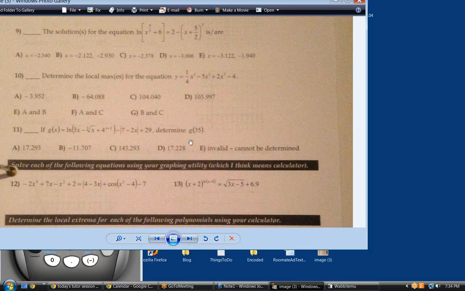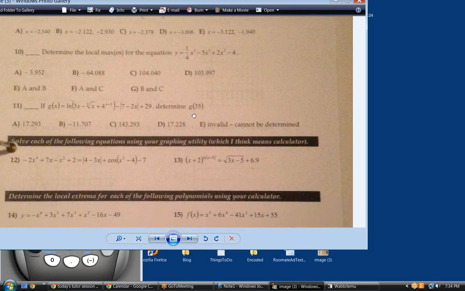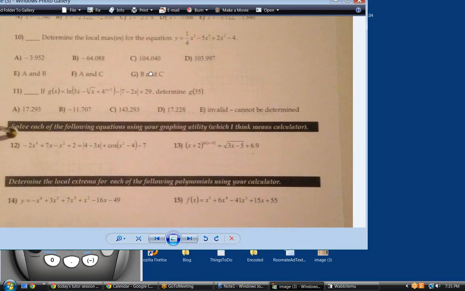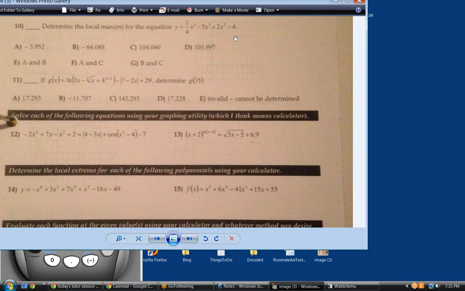All right. Let's look at 10. And the key really here for me was this right here. Choose the best answer using your calculator. Because we can solve that manually, but it's a bear to solve manually. I'd have to exponentiate both sides, and then I got all kinds of difficult math there. But using your calculator, it's real easy. Just put that in as one function, that in as another. Find out. Okay. I think I understand how to do 10 and 11, so I think I'm good on those.